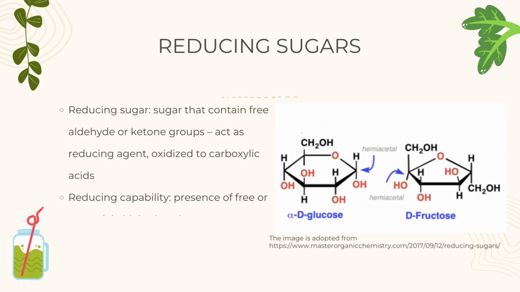So how could you identify which is a reducing sugar and which is not? The definition of a reducing sugar is a sugar that contains free aldehyde groups or ketone groups that act as a reducing agent, and they are oxidized to become carboxylic acids. So the reducing capability is defined as the presence of free or potential aldehyde or ketone groups. Remember that aldoses or ketoses are actually not stable, so they can become a hemiacetal to form an intermediate.